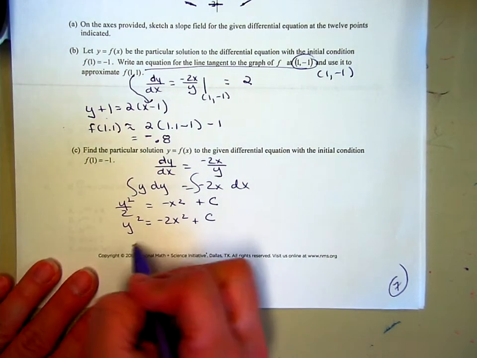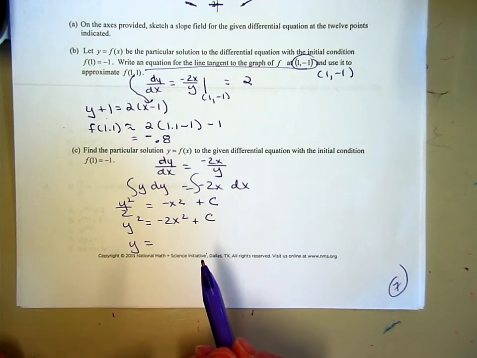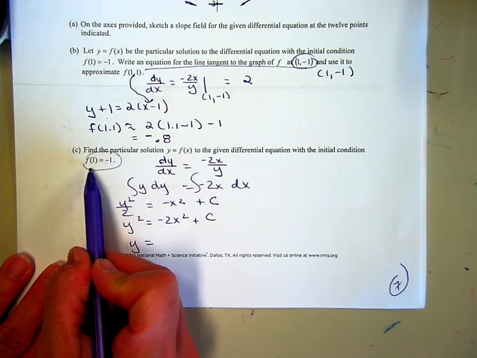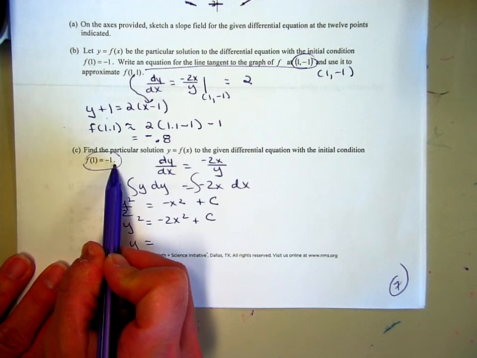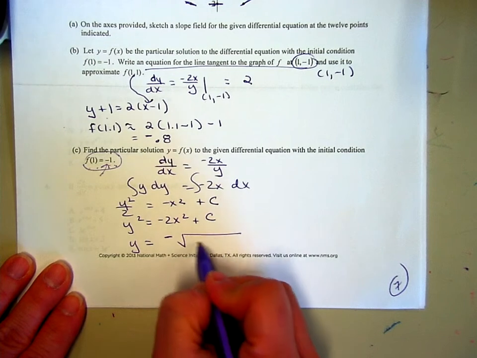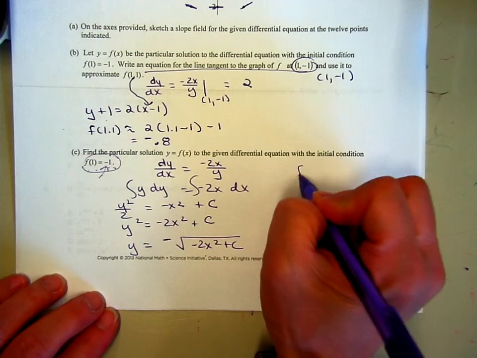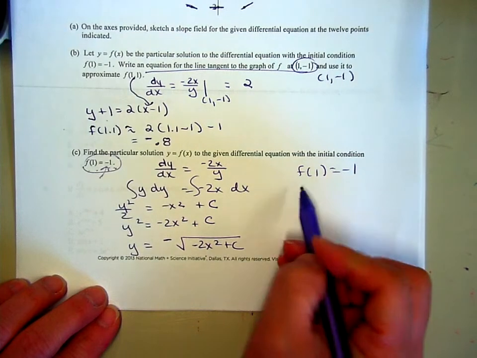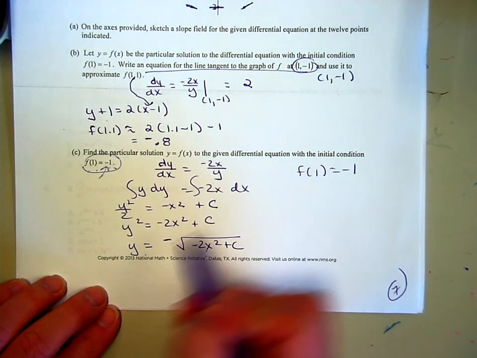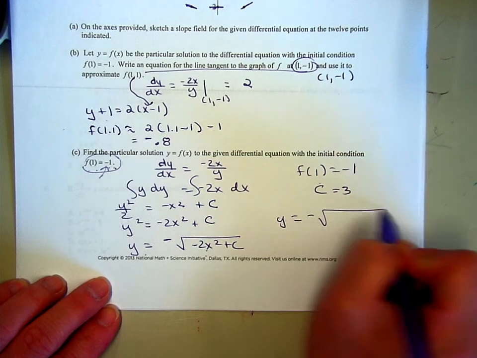Take the square root. When I take the square root, I do get a plus or minus, but they're telling you that the y value when x is equal to 1 is -1. So the only way you can get to a negative y value is if you have a negative square root here. So this is my general solution. You're going to use this point to plug in 1 here, -1 here. So if you plug it in, you should get 3 for c. So this is my particular solution.